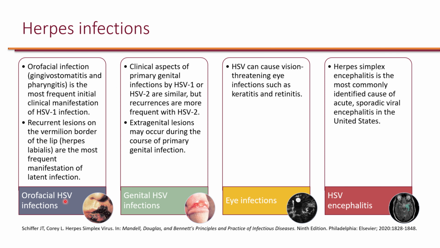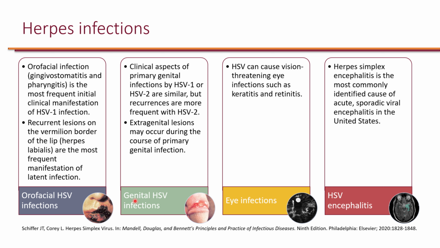Now, of course, the virus can infect the orofacial area, so anywhere around the mouth and inside the mouth. And this orofacial herpes is more common with HSV1. So between HSV1 and 2, you're more likely to have HSV1 cause this type of infection. And again, regardless of whether it's HSV1 or 2, the course is essentially the same. There will be a period of latency followed by sporadic reactivations.